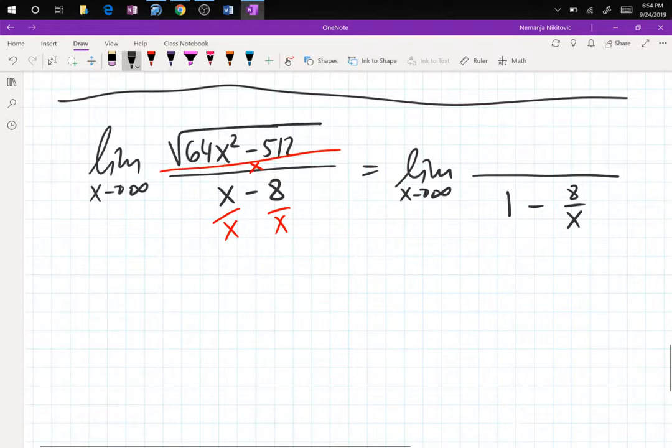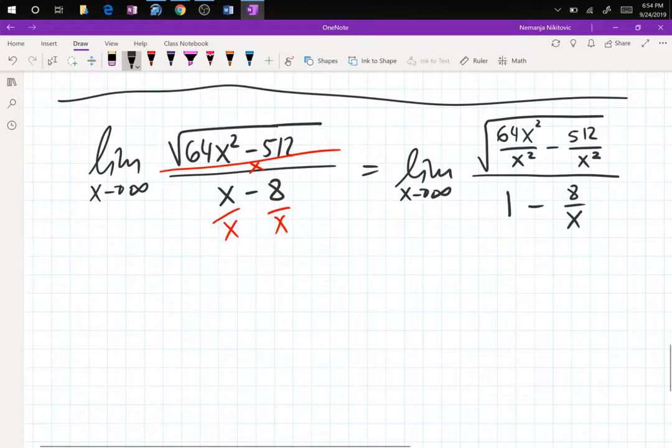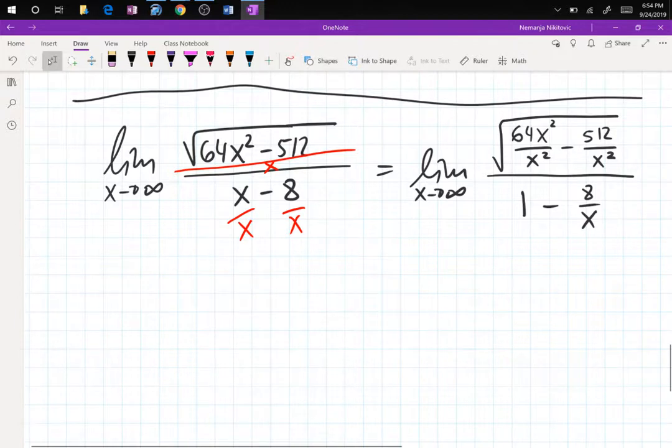Now in the numerator, x is going to go under the square root, and it's going to pick up a power of 2 because it goes under the square root. So the square root is going to become tall because we're going to have 64x squared divided by x squared, minus 512 divided by x squared. When that x jumped into the root, it picked up the power of 2. You can factor out 1 over x squared, and when it jumps out, it becomes 1 over x.